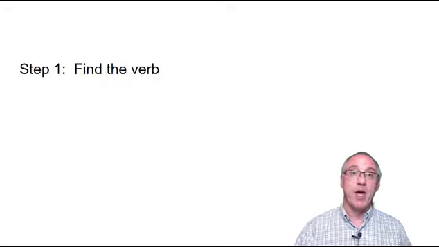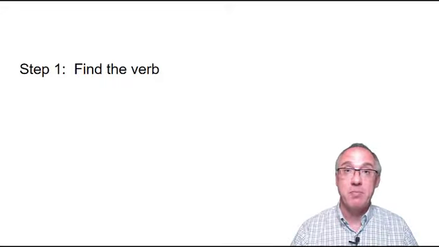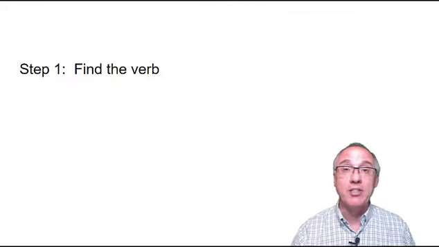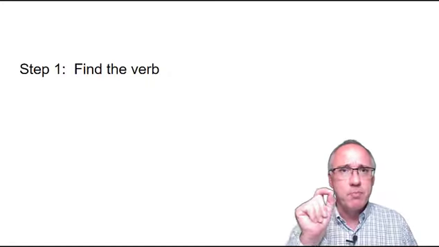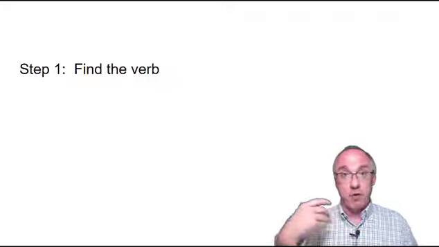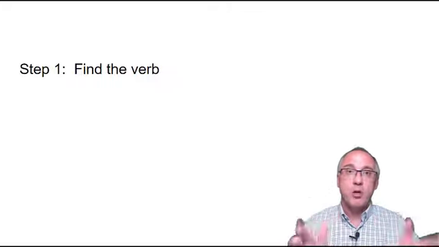Number 1, find the verb. Find the verb in the sentence. Oftentimes in Latin, it's going to be the very last word in the sentence. That will be your verb. If it's the verb to be, it's probably going to be in the middle, a form of the verb to be: I am, he, she was, he is. Those are going to be in the middle.